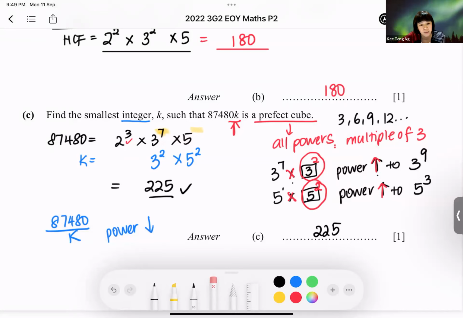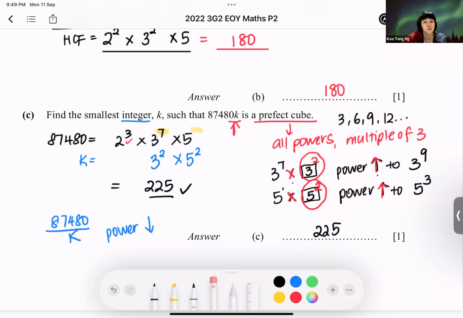87480 times k, so you multiply and the powers increase. For a perfect cube, all the powers of the factors must be multiples of 3. Multiple of 3 meaning 3, 6, 9, 12, and so on. The base can be 3 or 5, but the power must be 3, 6, 9, 12, and so on.